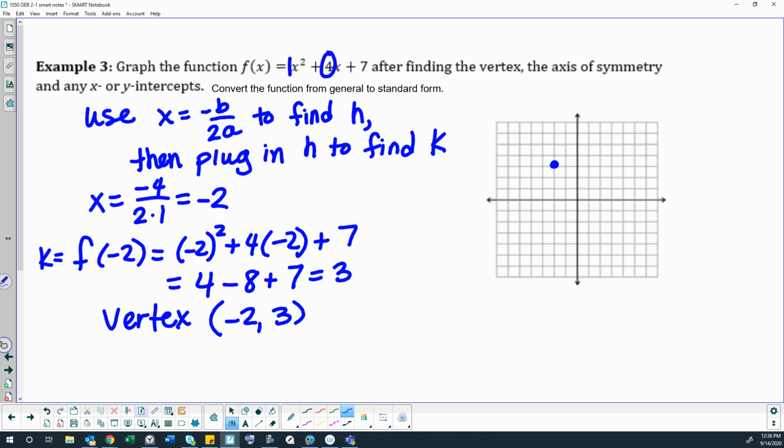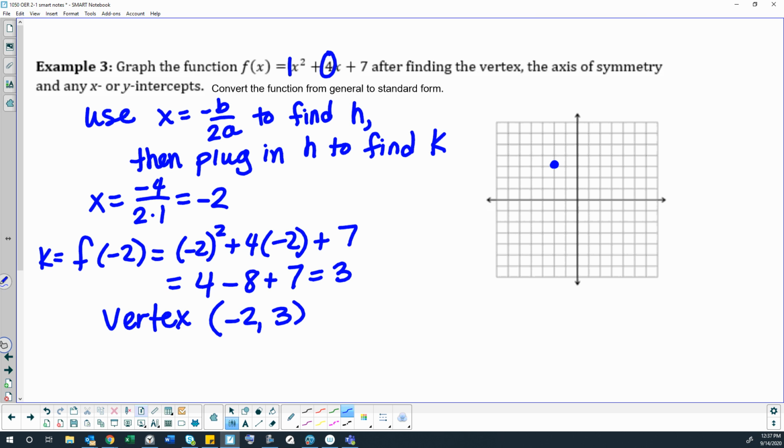Now look at our original function. Is it going to be reflected upside down? There's no negative in here, right? So now we have the vertex, we know it points upward, there's no stretch. Now what do we do to find the x and y intercepts? Set it equal to 0, factor it, find the zeros. Then to find the y-intercept, we just look at the constant. What's the constant? 7. So the y-intercept is 7. And then you just finish the instructions.